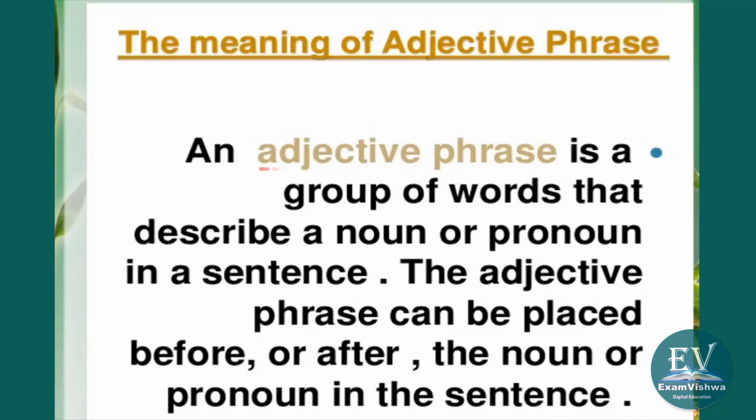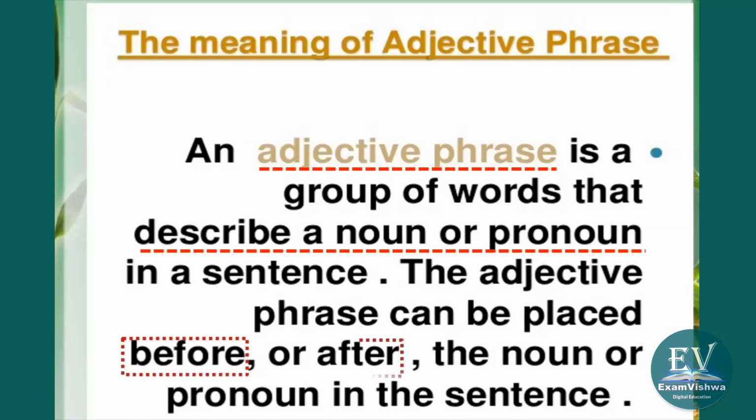So an adjective phrase is a group of words that describe a noun or pronoun in a sentence. So what is an adjective, children? An adjective describes the noun or it describes the pronoun, isn't it? We have been learning this when we learn parts of speech. So an adjective describes the noun, or you can say an adjective describes the pronoun. So an adjective phrase will also describe the noun or the pronoun in a sentence. So adjective phrases can be placed before or after the noun or pronoun in a sentence.